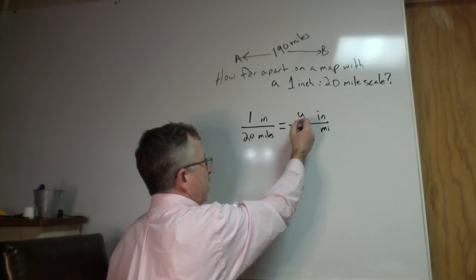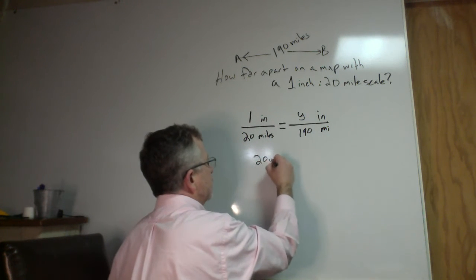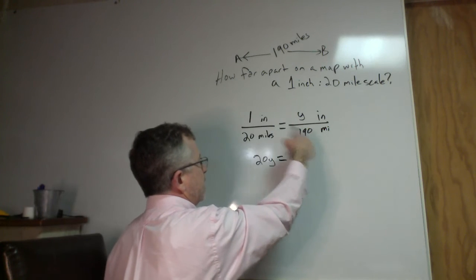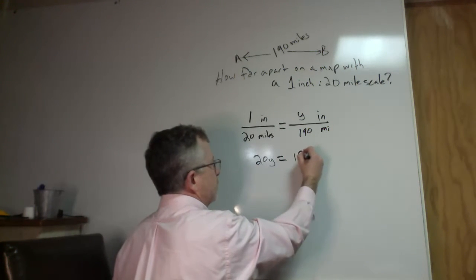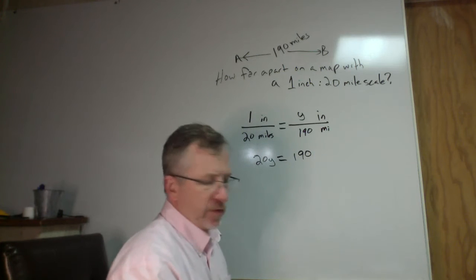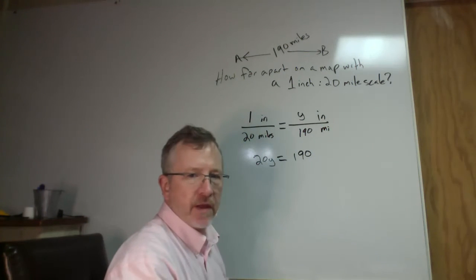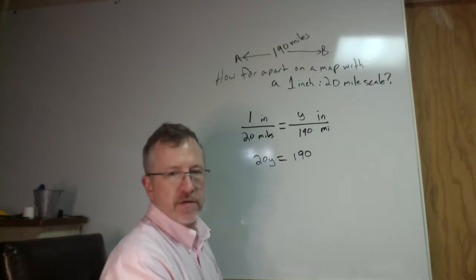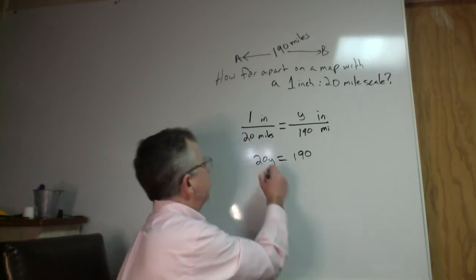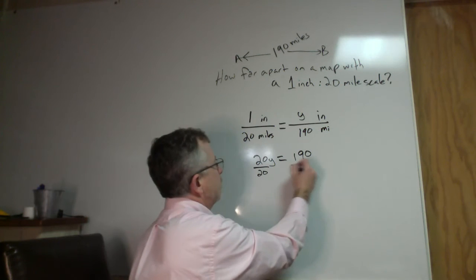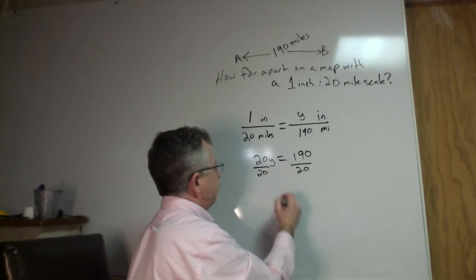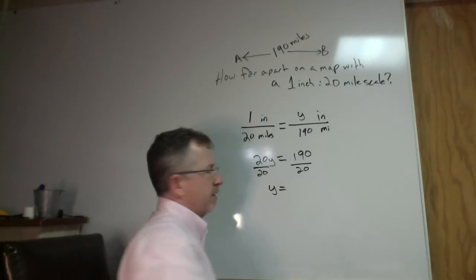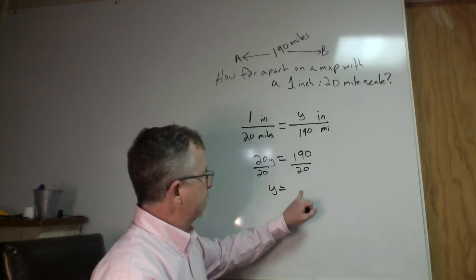20 times y, 190 times 1. So 20y equals 190. I have a one-step equation. I'm dividing by my coefficient. So I divide both sides by 20. That isolates just y on this side.